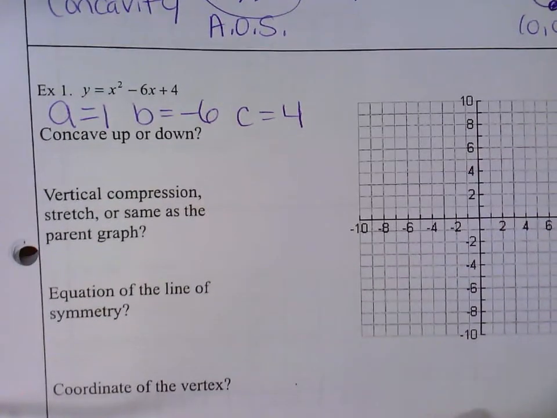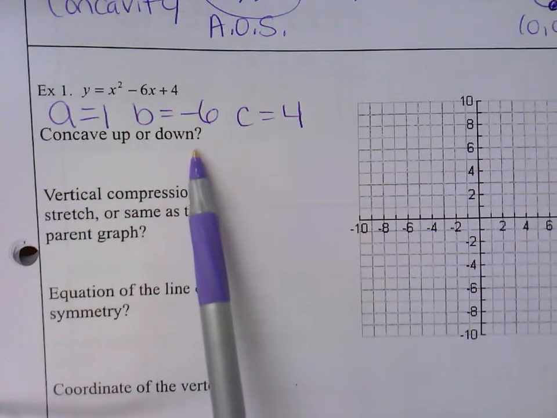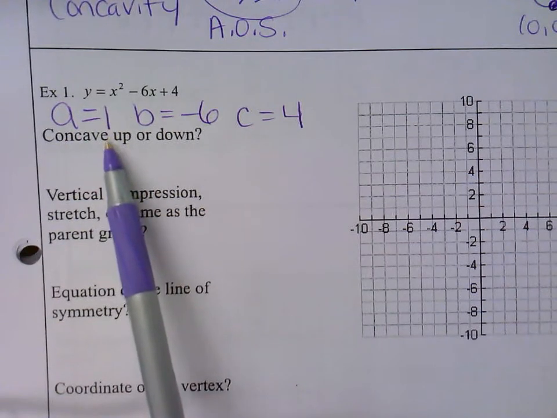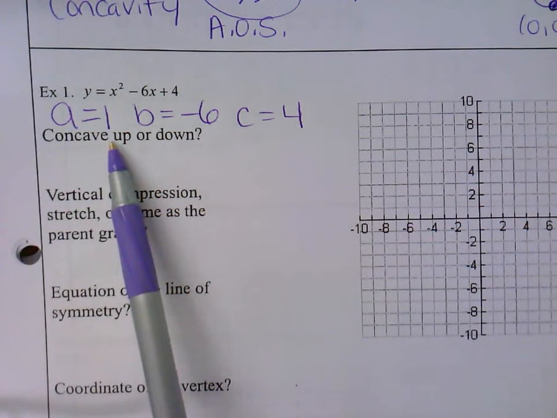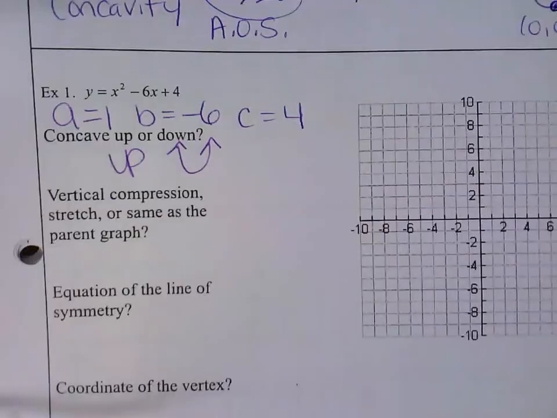Will this be concave up like a smiley face or concave down? And how do you know? It is concave up. How did you know? Right, there's no negative. A is 1. So it's going to be concave up. So I already know the direction of my parabola.